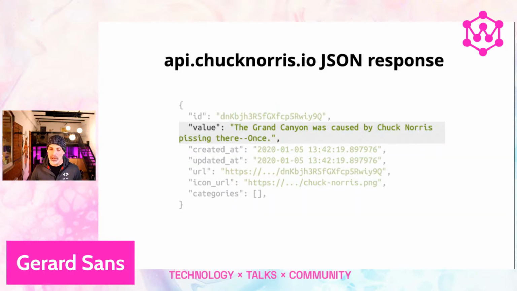And we can see a few data here. The one that I'm interested in is just the joke. So here is the Grand Canyon was caused by Chuck Norris pissing there once. So this is very impressive. So this is the example. What I want to do is create a directive that is going to make the call to this API, and it's going to take that field from the response. So this is very similar to one of the examples that we saw in a previous talk. So let's implement it.